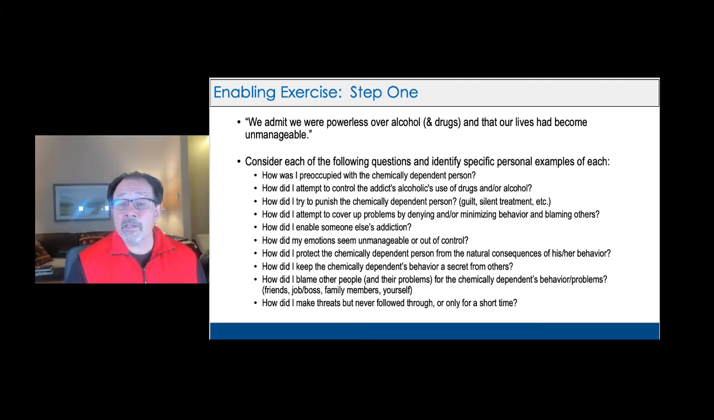How did you attempt to control the addict's behavior, drug use? How did you try to punish that person, either with guilt or the silent treatment? My father had a death stare that when you saw it, you knew you were in more trouble than it could even be imaginable. How did you attempt to cover up problems or deny them? So these are all just things getting people to assess the role of how did you enact these things?